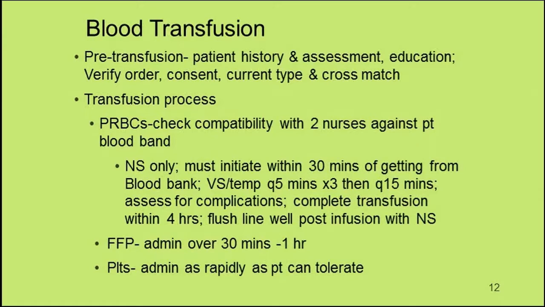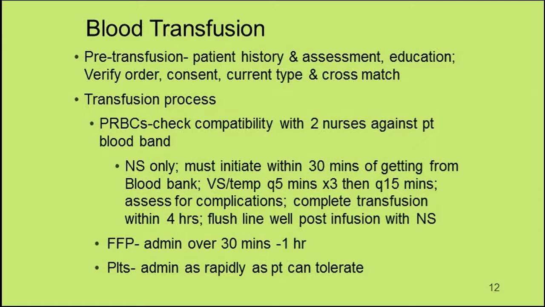Tubing changes are required in between units of blood usually. So again, check your facility policy about how long blood tubing is good for. But usually blood tubing is good for the same amount of time that the unit can hang. So typically you have to change the tubing in between units. And then documenting those vital signs frequently. FFP can be administered fairly quickly, over 30 minutes to an hour.